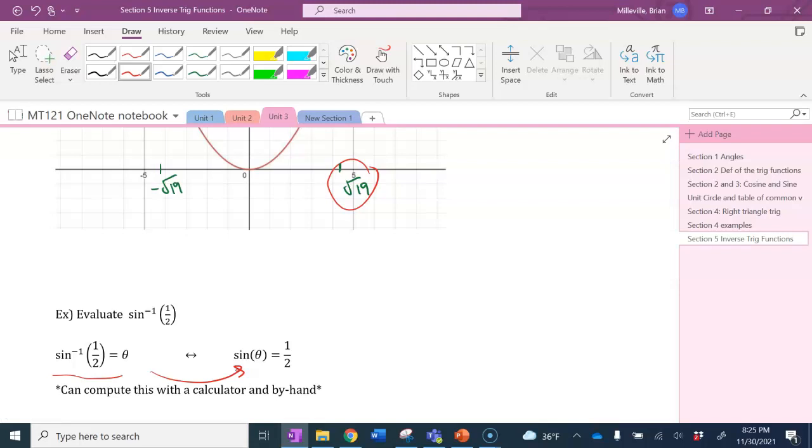So we're saying, all right, sine of theta is 1/2. Well, let's use our unit circle for a minute. I'll flip back over to it in the notes. What is this meaning, though?